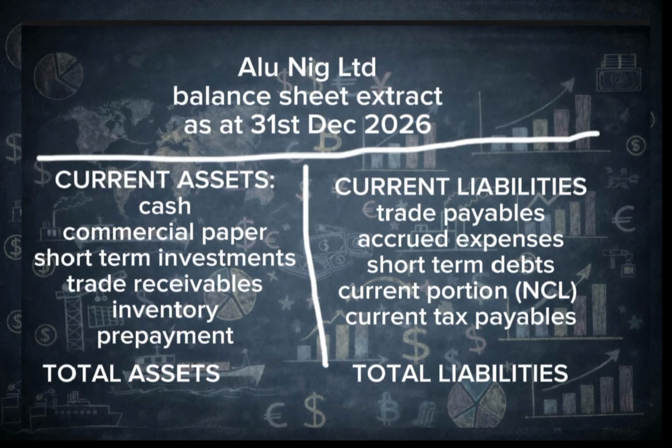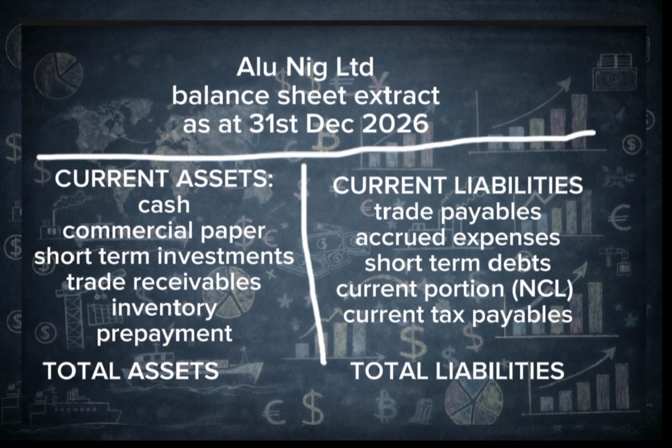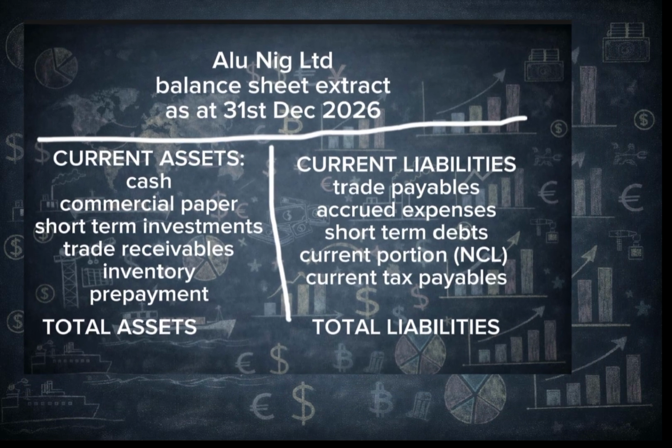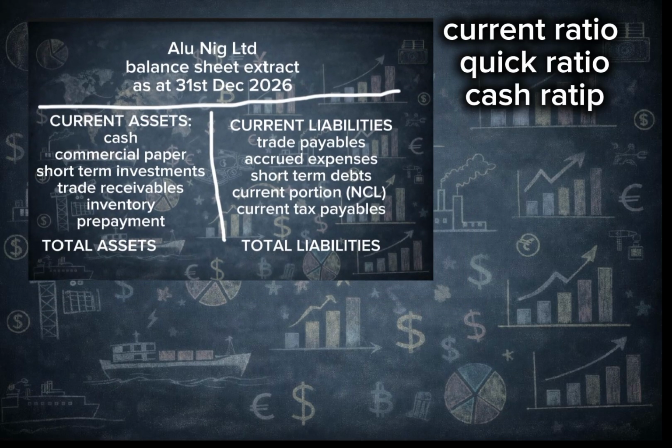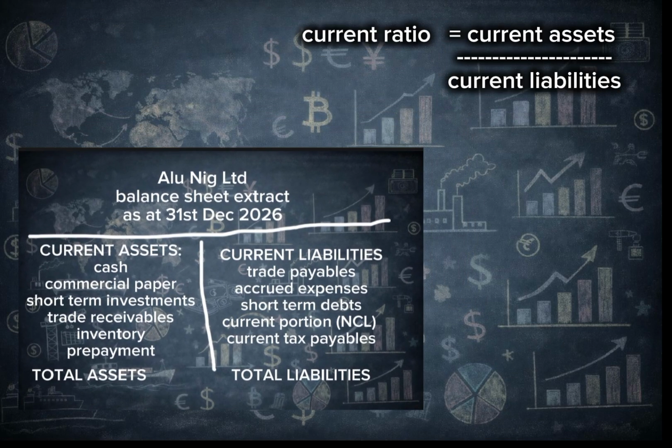We have 3 common types of liquidity ratios. We have the current ratio, we have the quick ratio, and we have the cash ratio. The current ratio shows us how quickly our total current assets can cover our total current liabilities. That is, how quickly can all the current assets we have cover all our current liabilities.